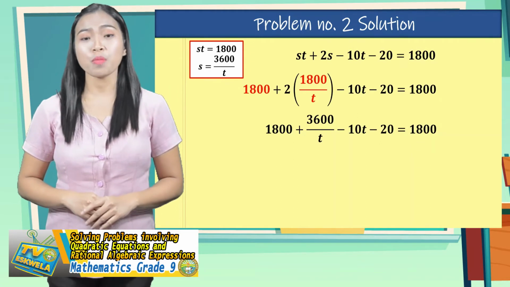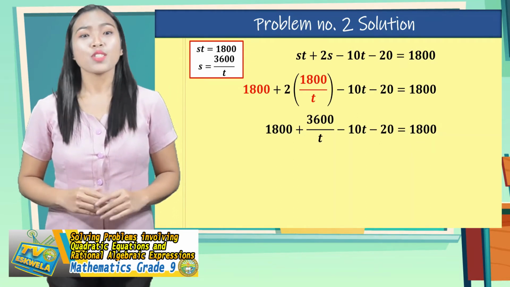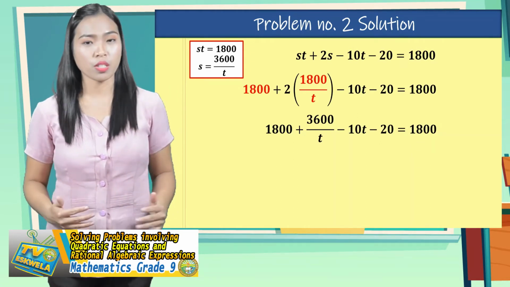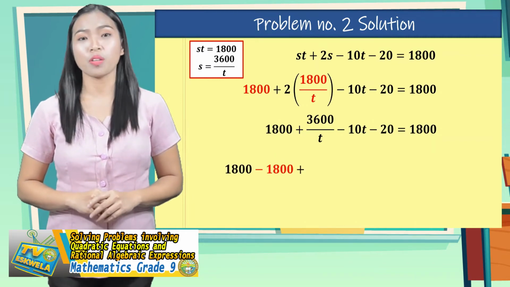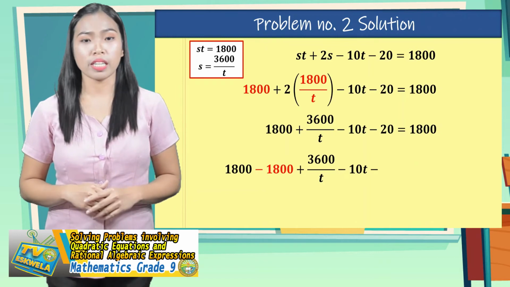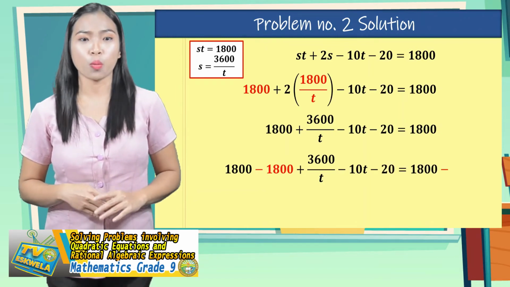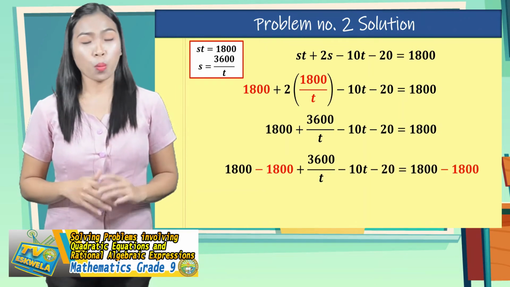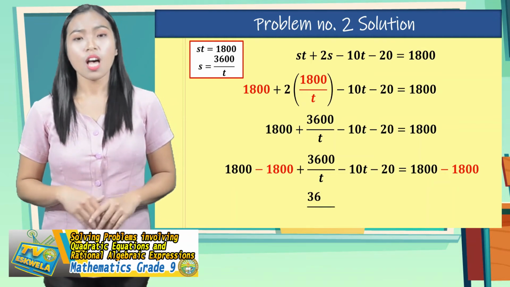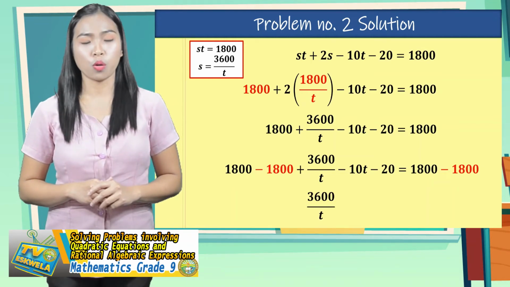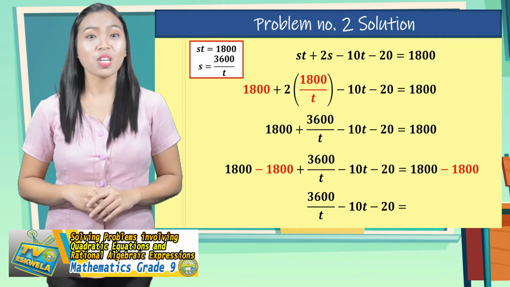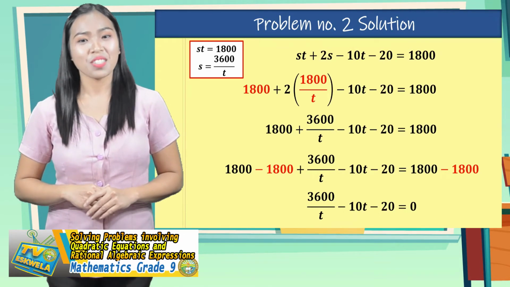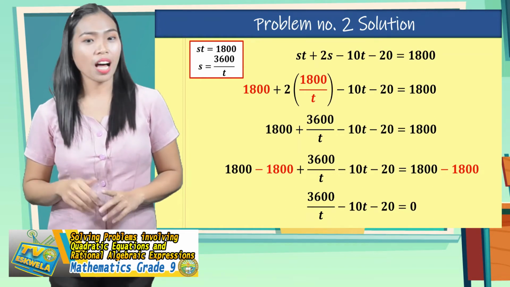Use the subtraction property of equality to make the right side of the equation 0, meaning 1,800 will be subtracted from both sides of the equation. The equation then is 3,600 over t minus 10t minus 20 equals 0, a rational equation.